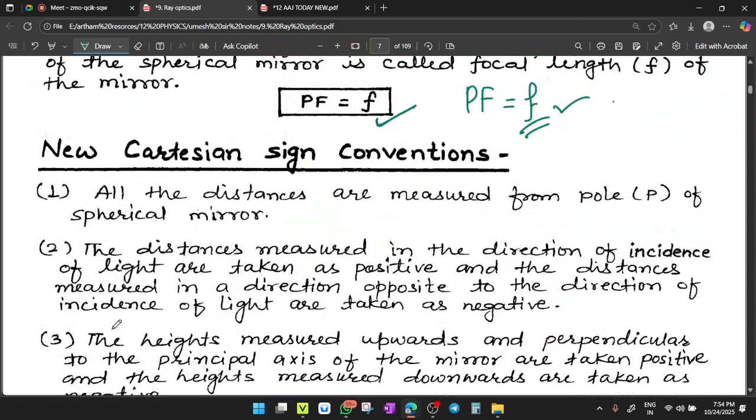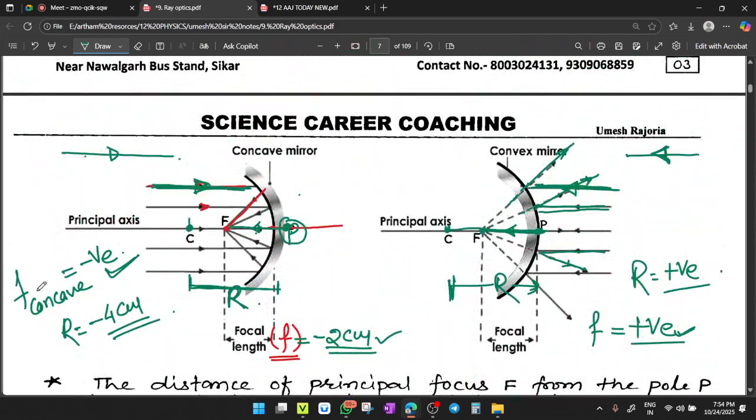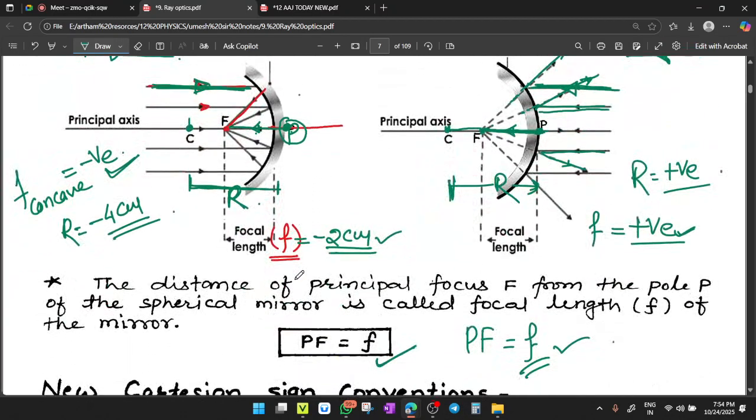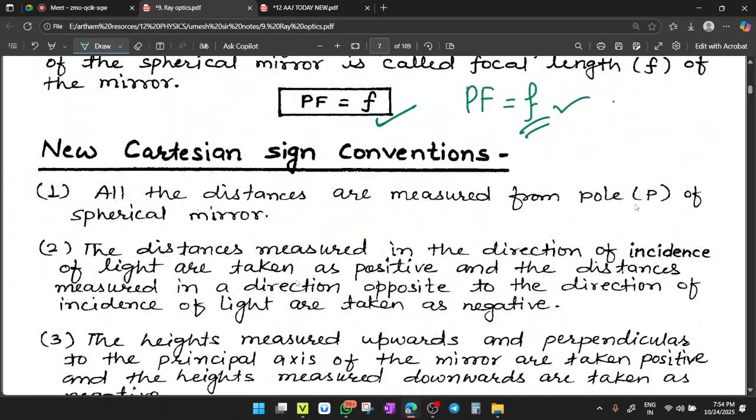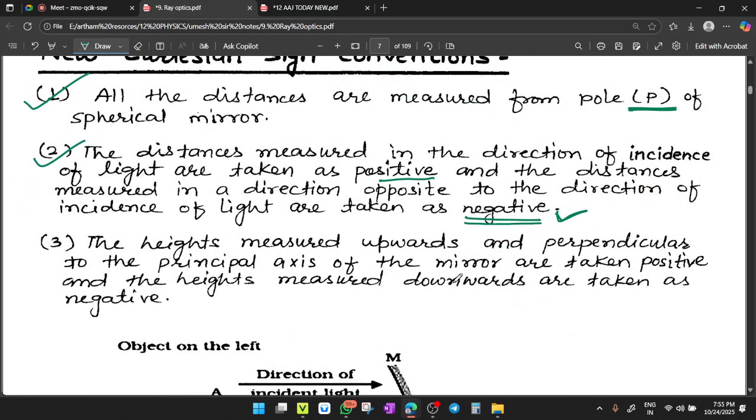Now, sign convention. All distances should be measured from the pole P of the spherical mirror. This is the first rule. Distances measured in the direction of the incidence of light are taken as positive, and distances opposite to the direction of incidence of light are taken as negative. Clear? So in the direction of the incident ray, all distances are positive, and opposite to it, negative.